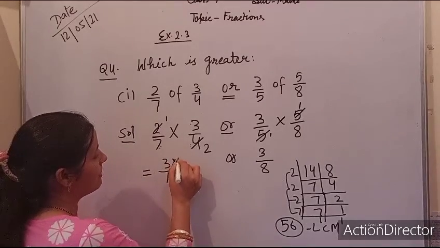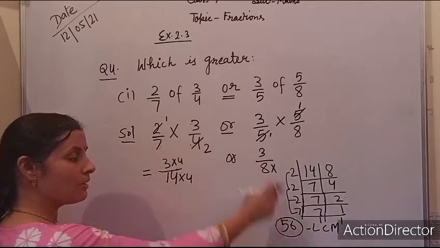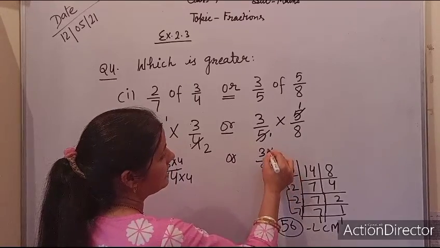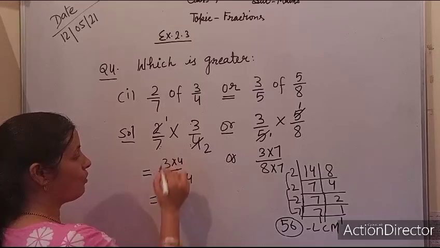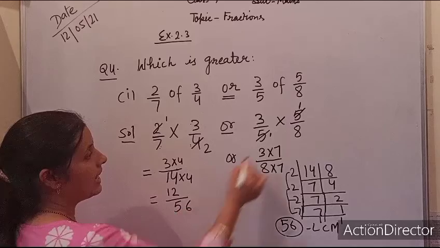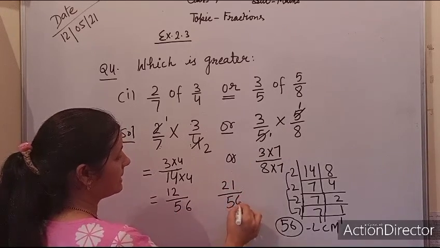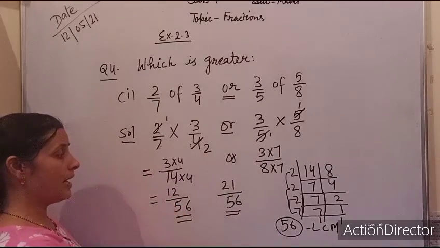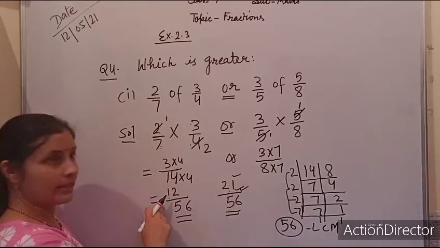The same number we will multiply in the numerator. Now how many times does 56 come in 8's table? 8 sevens are 56. Now we need to multiply the numerator by the same number. Now check it here. 4 3s are 12 and 14 4s are 56, and 3 sevens are 21 and 8 sevens are 56. Now you can see here the denominators are the same. Now which numerator is greater, 12 or 21? Of course 21 is greater than 12.